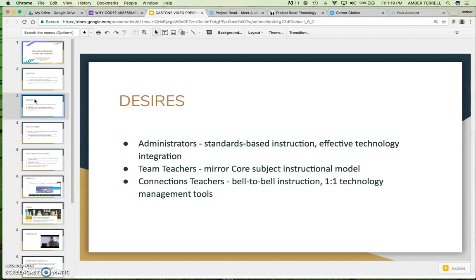The desires of administrators were standards-based instruction and effective technology integration. Team teachers wanted to mirror the core subject instructional model, and connections teachers wanted bell-to-bell instruction and one-to-one technology management tools.